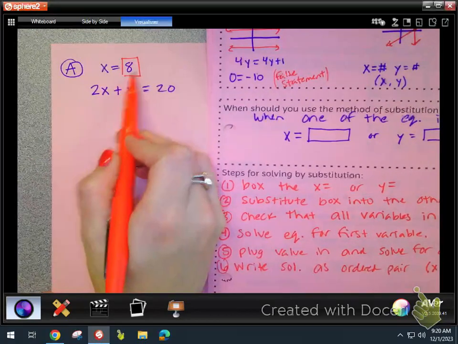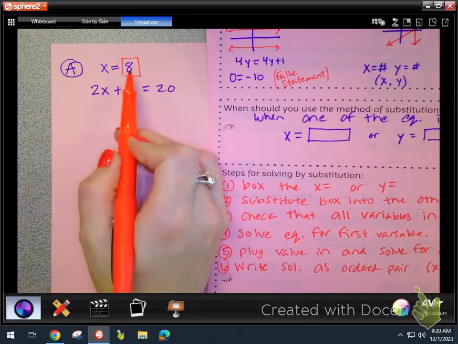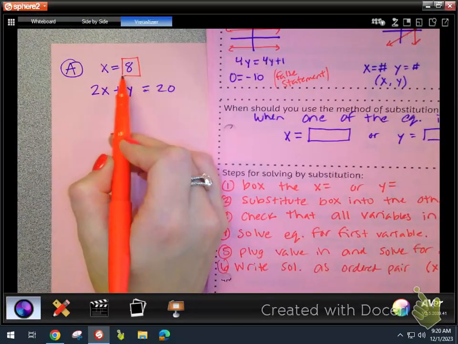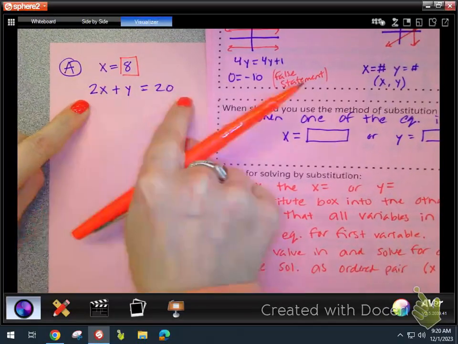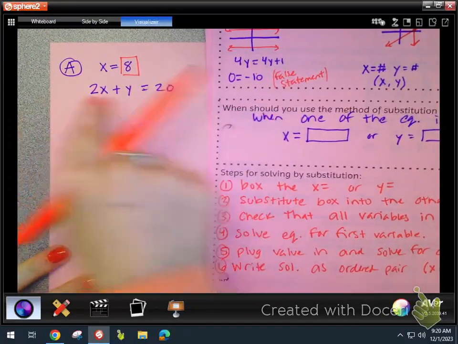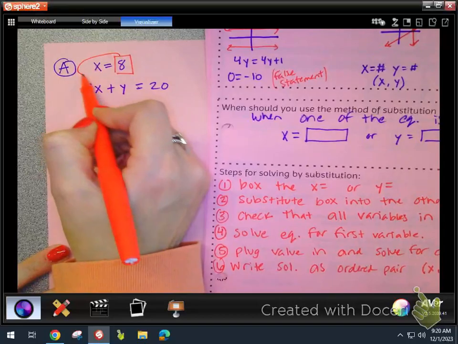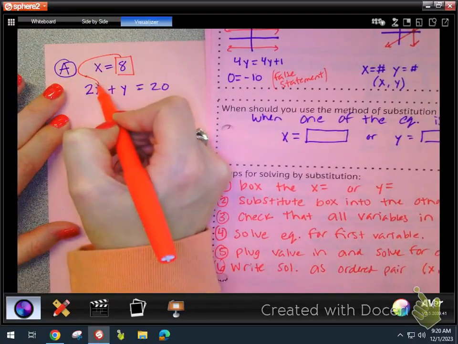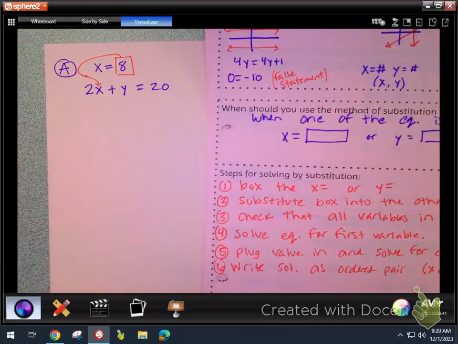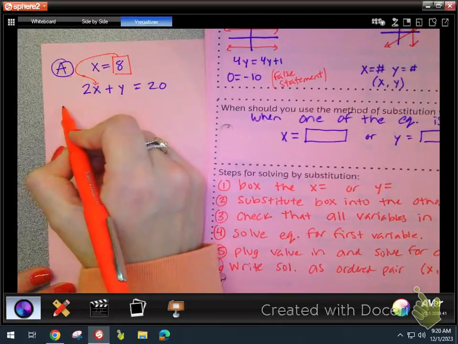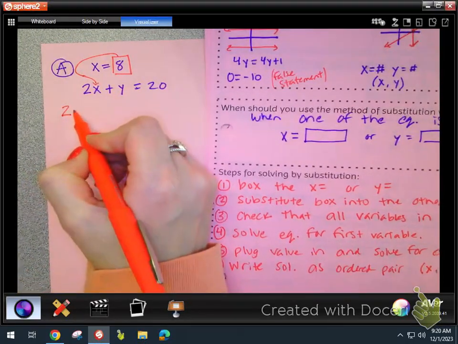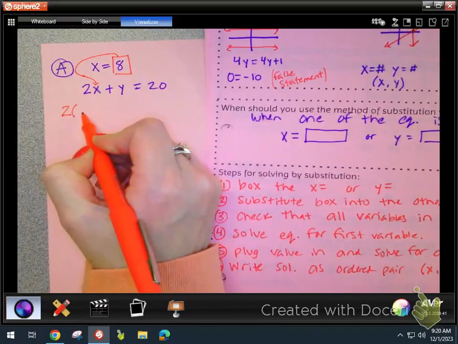So that means wherever I see an x, I am subbing in an 8. Where do you see an x in here? Right after the 2. So I like to draw an arrow to where I'm going, because I can only replace for the exact same variable. It has to be an equal sub. And now I'm going to rewrite my second equation, but instead of writing x, what am I going to put? Y.